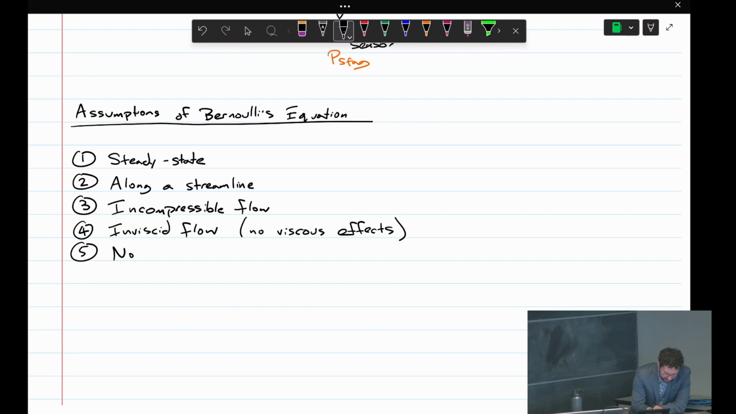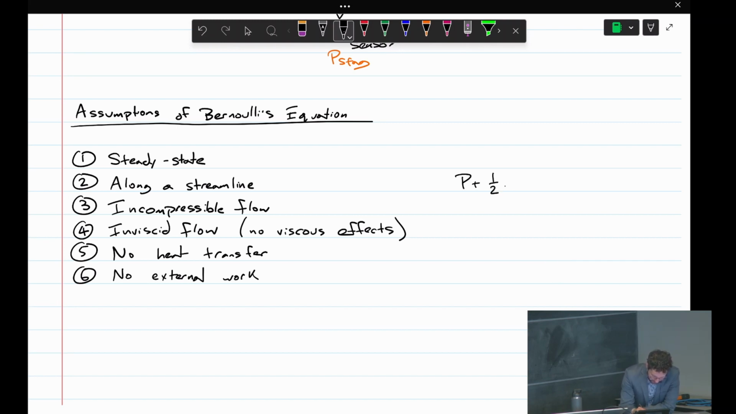It assumes no heat transfer. And lastly, it assumes no external work. I'm going to write the equation just to be clear.